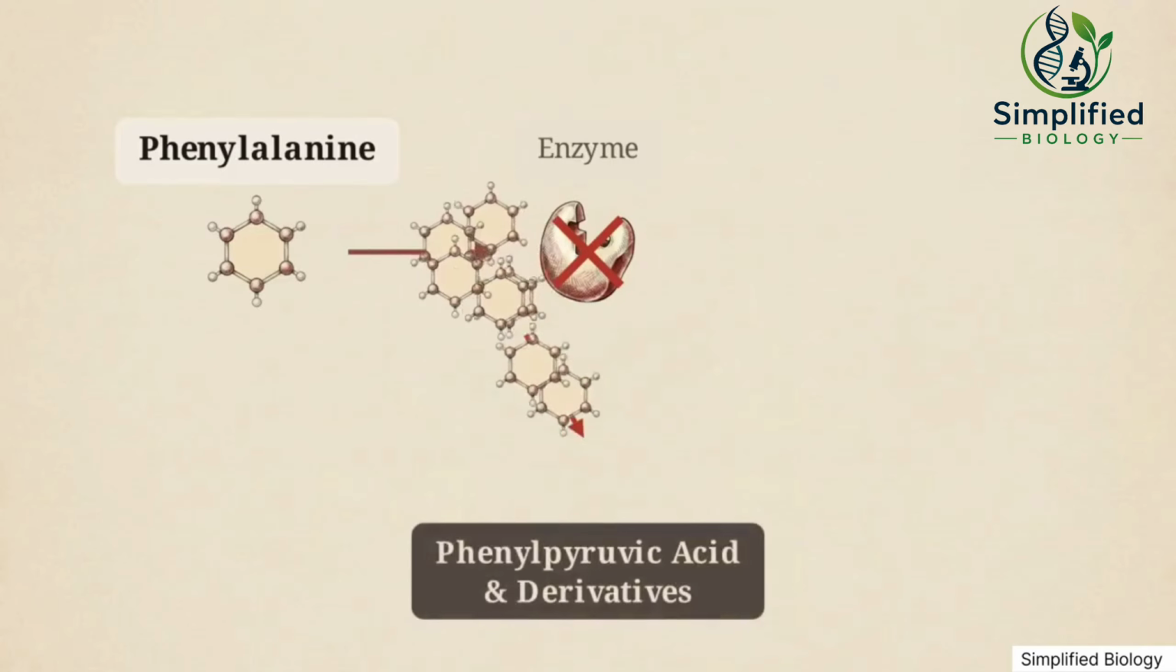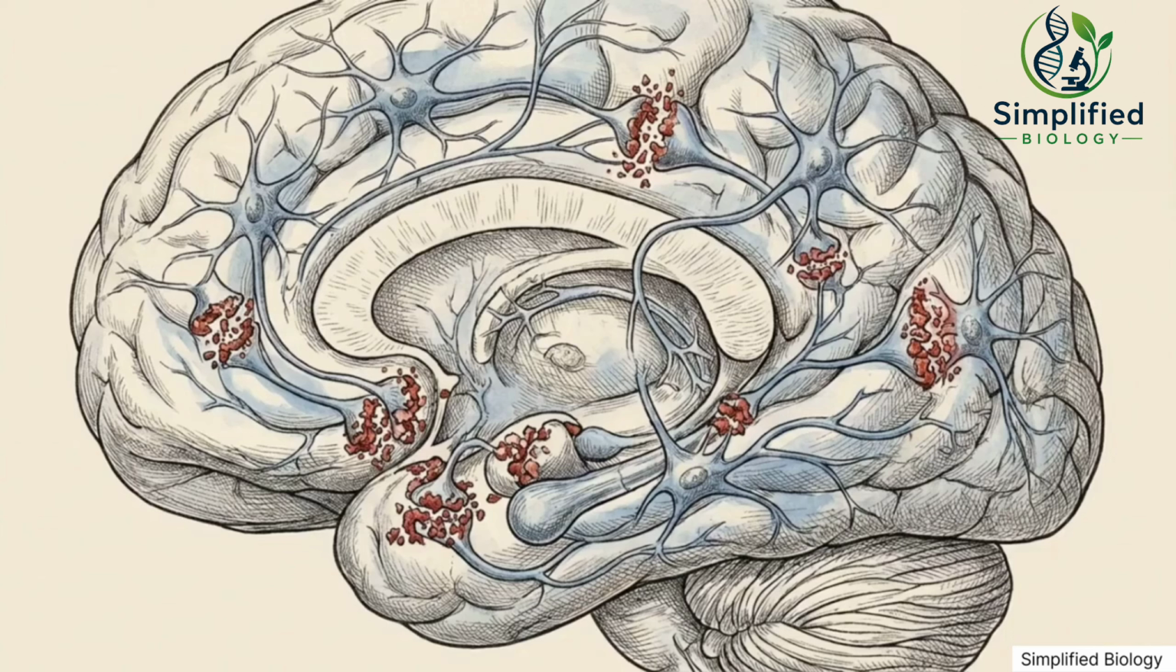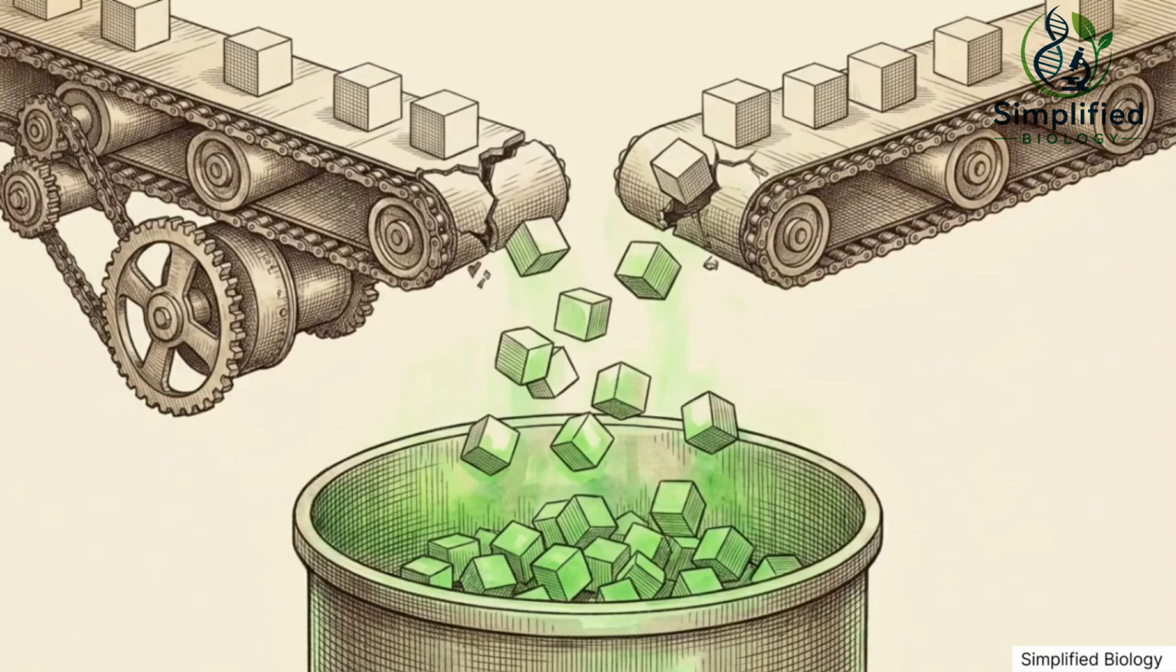This accumulation diverts it into phenylpyruvic acid and other derivatives. When these chemicals build up in the brain, the result is mental retardation. These derivatives are also excreted through urine because the kidneys cannot effectively absorb them. PKU removes a single processing machine from the system, diverting a normal metabolic pathway into a toxic flood.